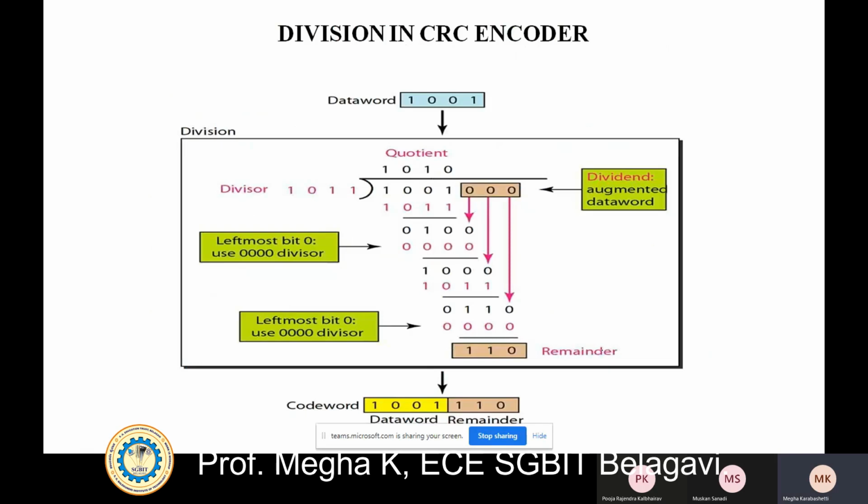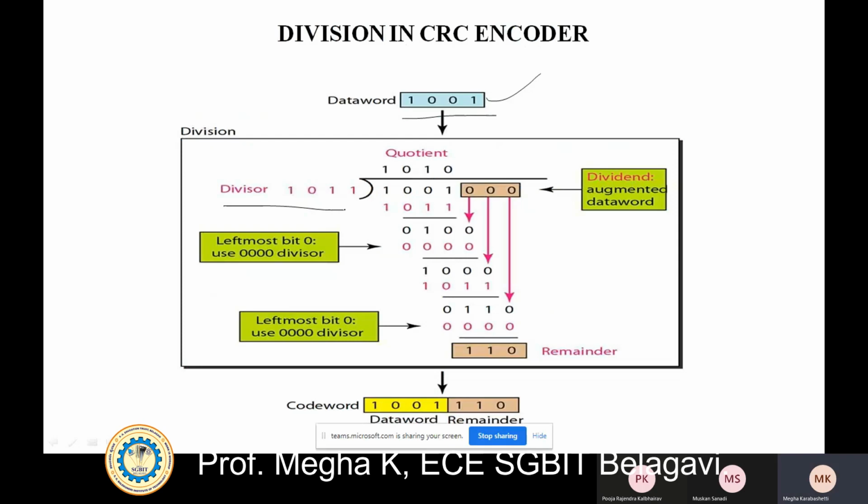Okay, we'll solve an example on that. You can see this is an example of how the modulo 2 division actually occurs. Here they are using a data word 101001, and this data is to be transmitted to the receiver. The generator polynomial is 1011. Divisor means generator polynomial here.